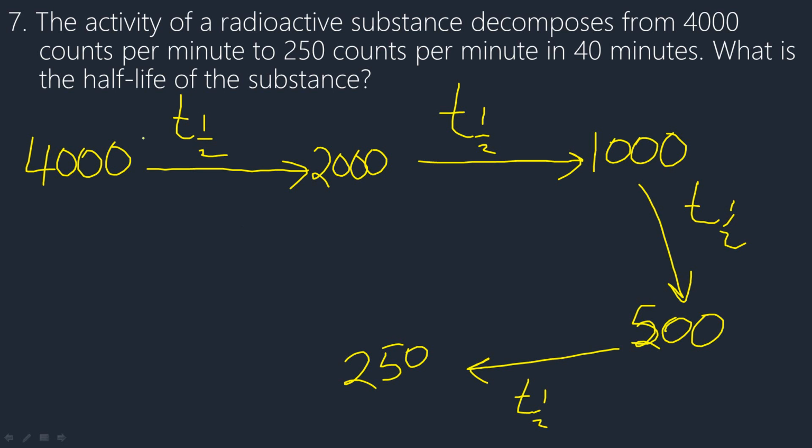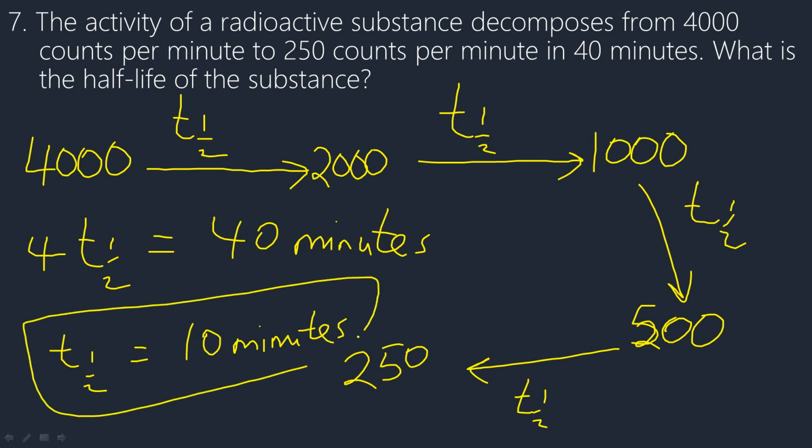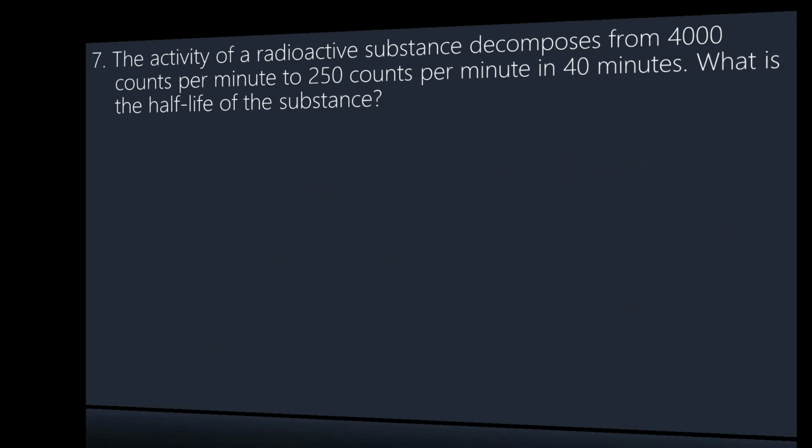What is the half-life of the substance? So how many decays do we have here? 1, 2, 3, 4. So you'll say that 4 half-lives give you the total time they gave you, which was 40 minutes. You see how easy this becomes? So t1/2 is equal to 10 minutes. Please pardon my disorganization, I'm just trying to use available space. That is the half-life of the substance.